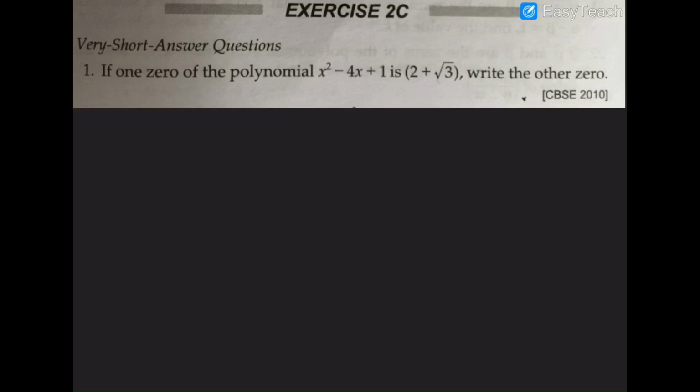If one of the zeros of the polynomial x square minus 4x plus 1 is 2 plus root 3, write the other. So you know the quadratic equation is written in the form of ax square plus bx plus c. So in this a is 1, b is minus 4 and c is 1. So alpha plus beta is equal to minus b by a. So alpha plus beta is minus of minus 4 by 1.